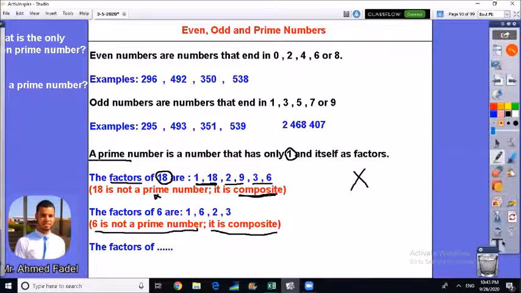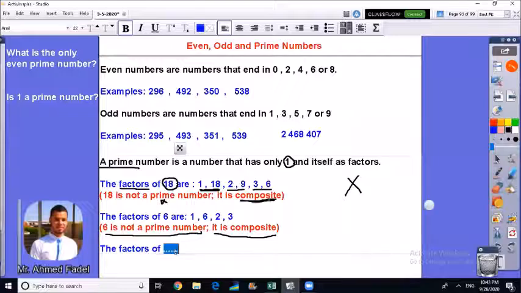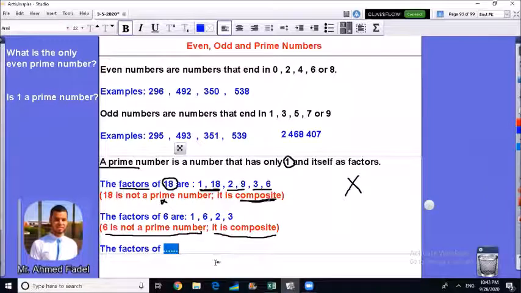All right, we need some examples of prime numbers. Let's change this here. The factors of, let's say, for example, 3. What are the factors of 3? There is nothing else that can make 3 when multiplied by each other. It's only 1 times 3.